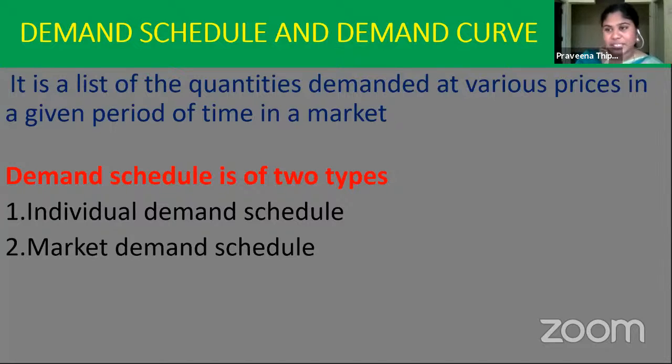What is a demand schedule? So demand schedule is the list of all the quantities demanded at different prices in a given period of time in a market. It means what is the quantity demanded at different prices by an individual consumer. Okay, so the demand schedule is of two types, children. First one is individual demand schedule and the second one is market demand schedule.